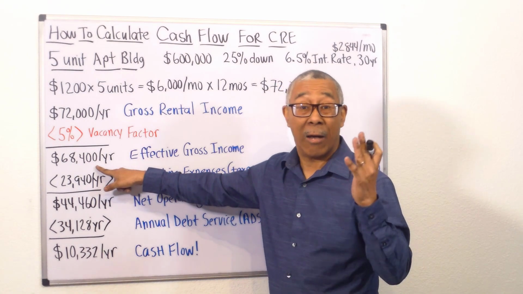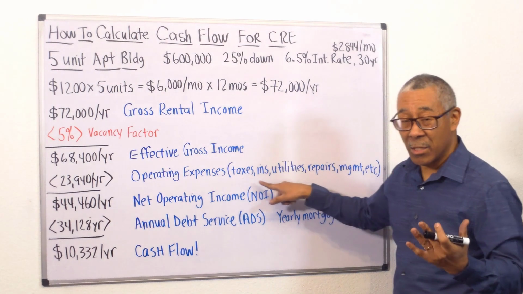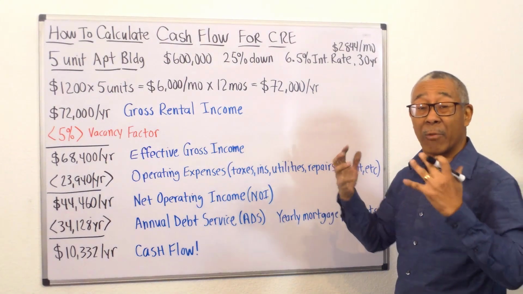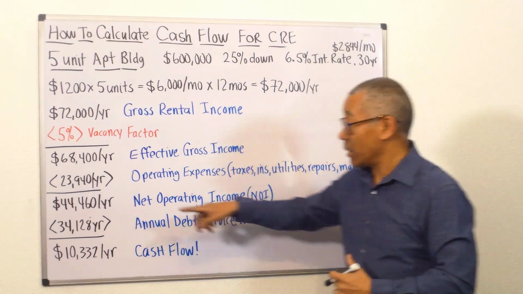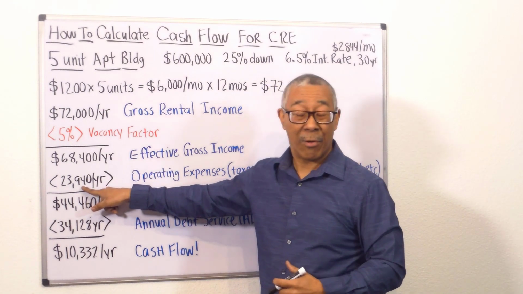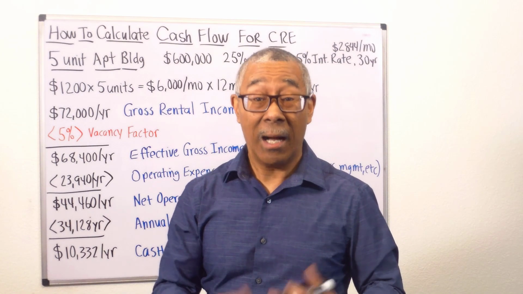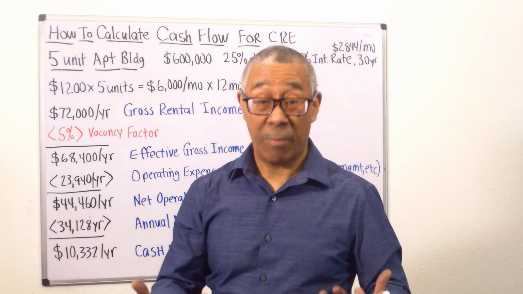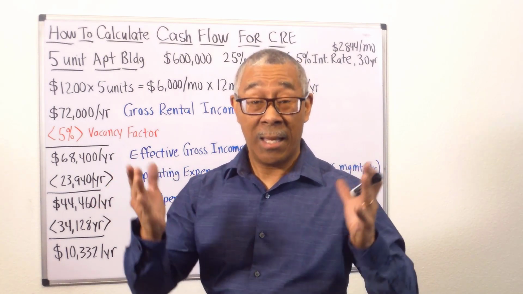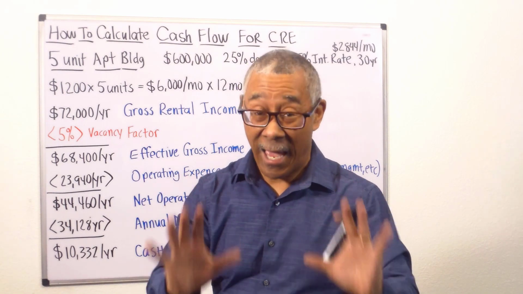$68,400, we have to subtract now your operating expenses, which are basically taxes, insurance, utilities, repairs, property management, okay, normal and recurring monthly expenses, okay? We're going to compute that to be $23,940. How did we come up with that number? As an industry standard, we use 35% of the income as expenses, okay? So if you don't know what the expenses are on a given commercial property, use 35% of the effective gross income as expenses.